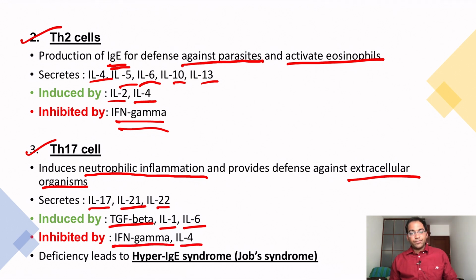Now you have to remember for your exams that a deficiency of T helper 17 will lead to hyper IgE syndrome, or Job syndrome. This is basically an immunodeficiency syndrome, which I'll be talking about in a separate module. I have made a module separately for immunodeficiencies, so we'll take this case there. So don't worry about that.